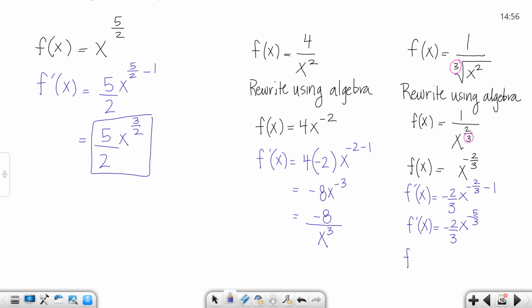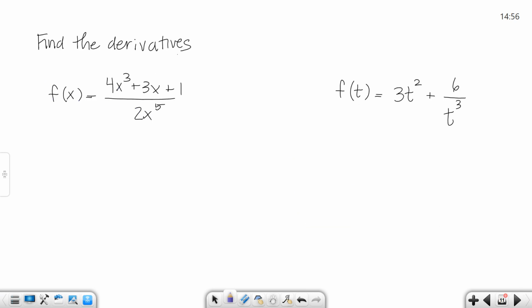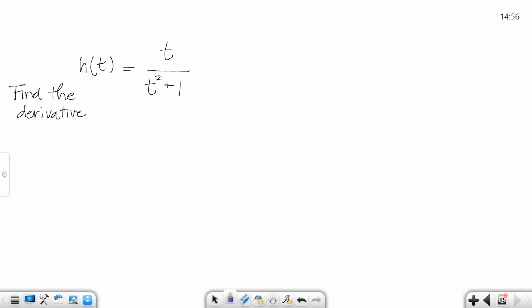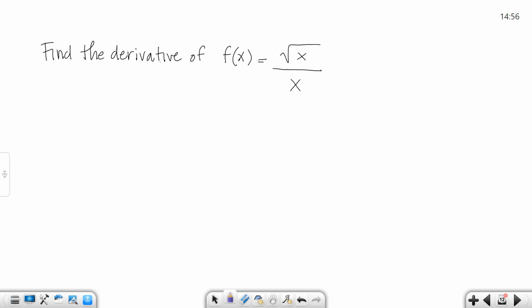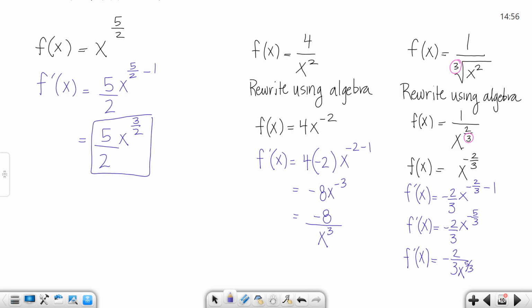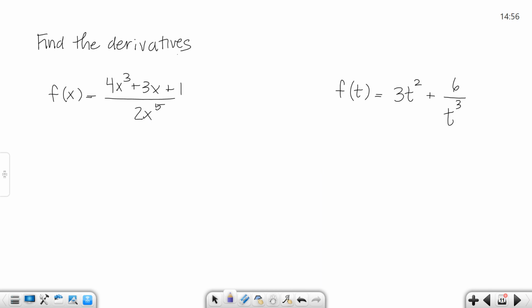Okay, I can't have a negative exponent, so we'll clean it up. And x to the 5/3 would be on the bottom with the 3. And that's how it would look. Okay, so let's look at a couple more of these.